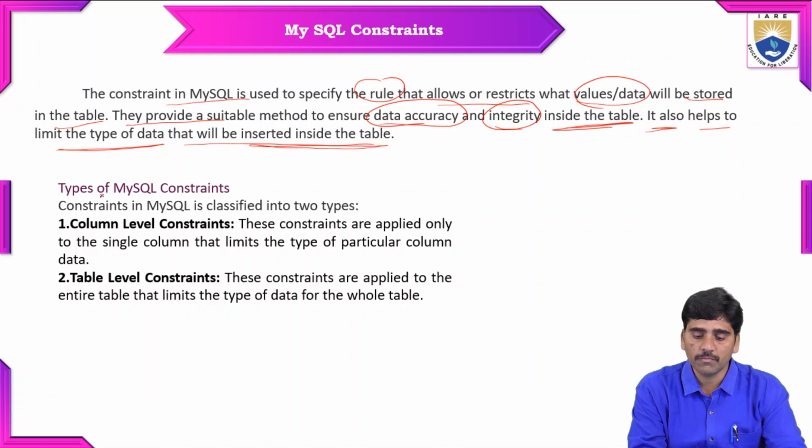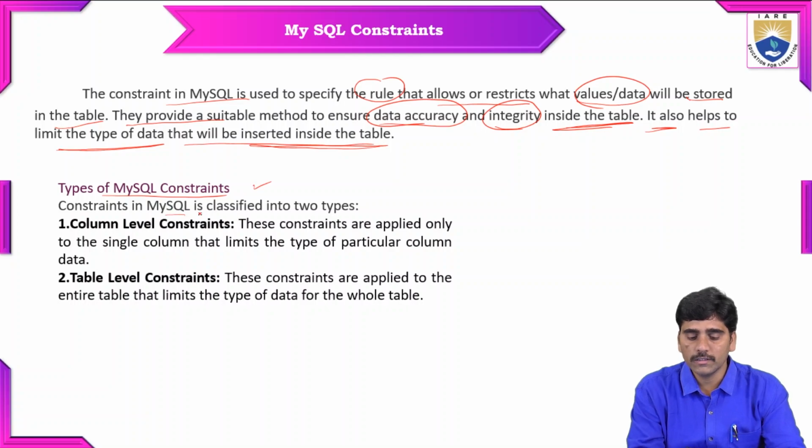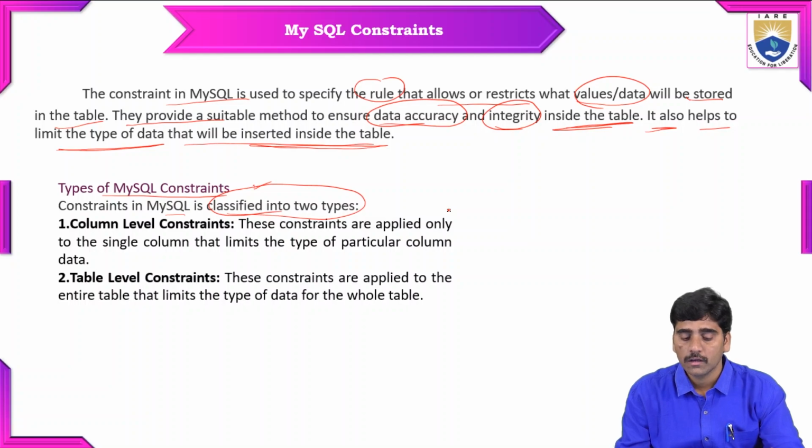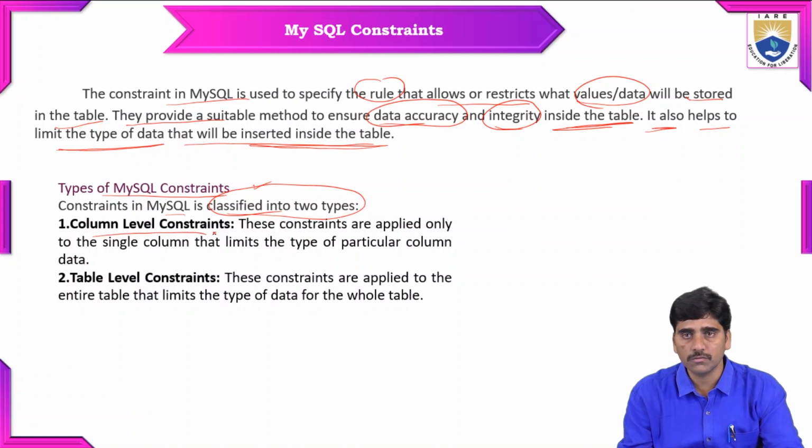So there are types of MySQL constraints. Constraints in MySQL are classified into two types. One is column level constraints. These constraints are applied only to a single column.